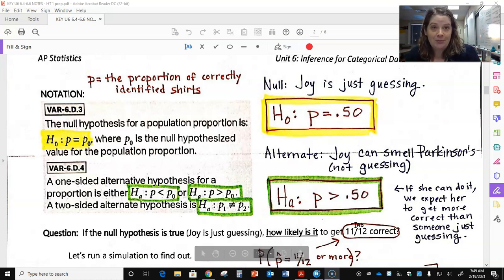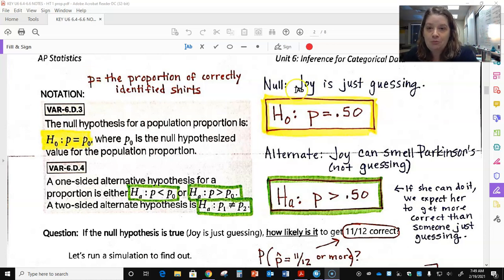If we were going to set this up in symbols, for the null hypothesis we're going to be talking about a single proportion. We have the symbol H0, with a little colon after it, and then it says p = p0, where p0 is the hypothesized value for the population proportion. If p is the proportion of correctly identified shirts, and we're talking about the future, like if she was going to do 100 shirts or 1,000 shirts, how many would we expect her to get? We said 6 out of 12, which is 50%.